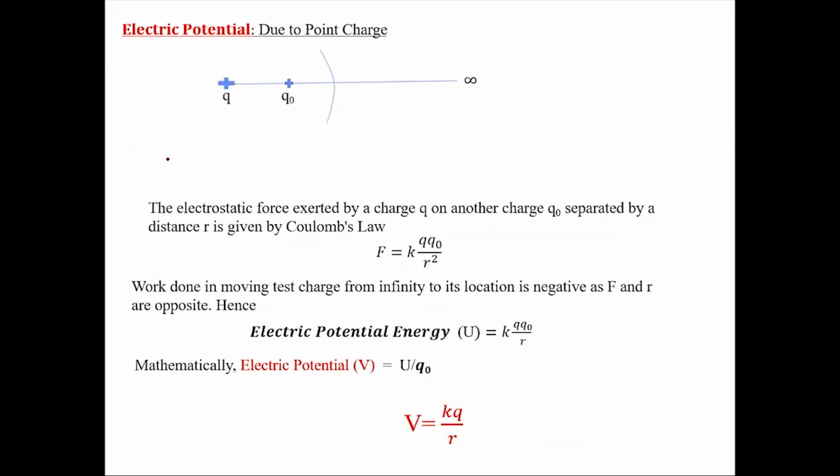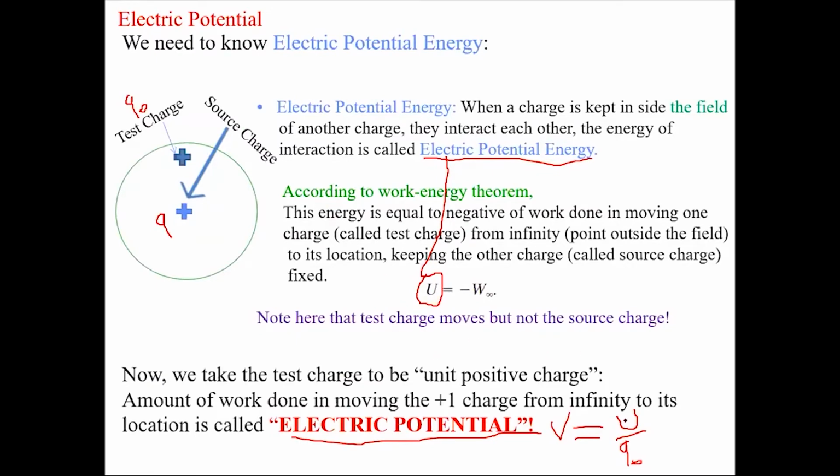Now let's plug in the formula. We know electric potential is U over Q zero. I can say negative W over Q zero, because I use the work energy theorem here. U is replaced by negative W. This W is W infinity. What do I mean by W infinity? W infinity is the amount of work done in moving the plus one charge from infinity to its location.